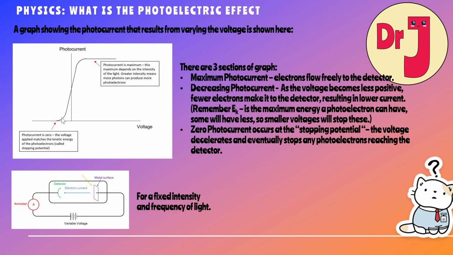So we've got our negative voltage over in this section here. This is positive voltage, this is negative voltage. That negative voltage, remember, is acting as a repelling or decelerating force to those electrons. There will come a point at which no photoelectrons can make it to this detector, because the maximum kinetic energy of those photoelectrons has been matched by the voltage that we've applied just here.